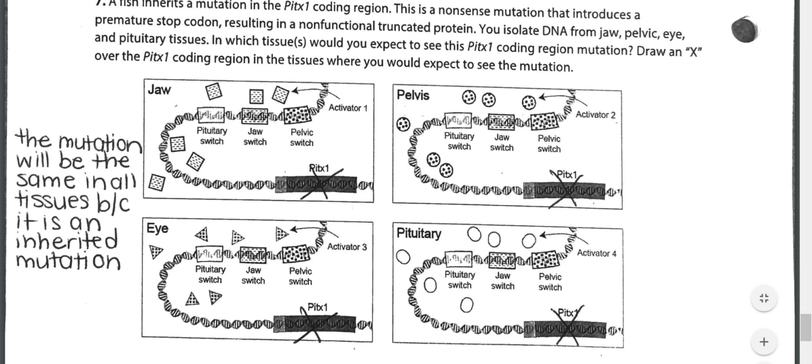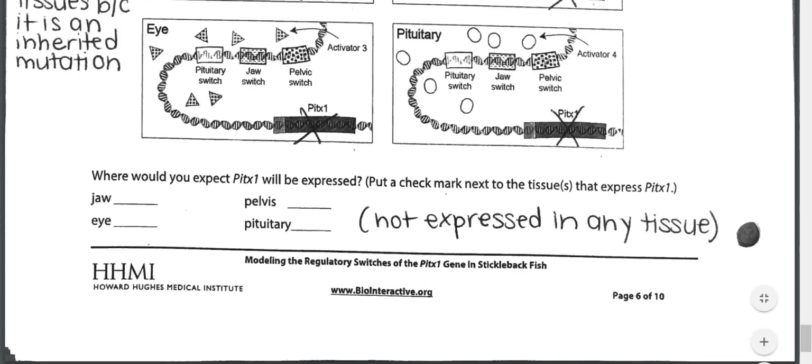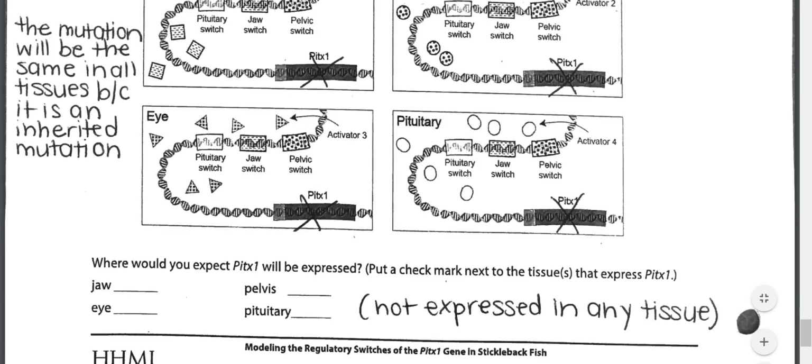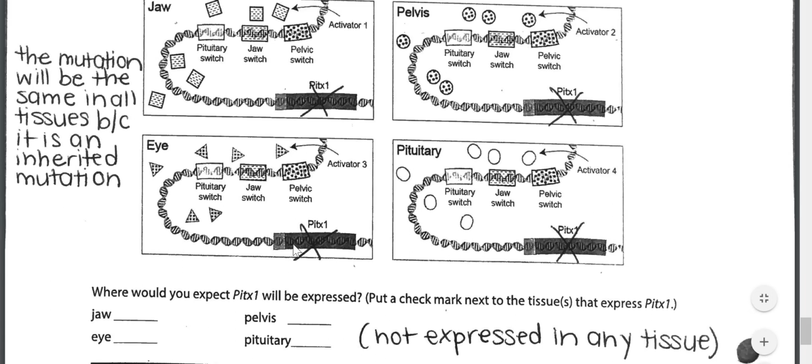Pretty good so far? Hope so. All right. Where would you expect PIDX1 to be expressed? Well, you shouldn't have checked off any of them because if this is a case where you have a mutation in that gene, and the protein that would come from this gene is going to be affected or not made, truncated, non-functional, you would not be able to express that protein in any of these parts of the body.